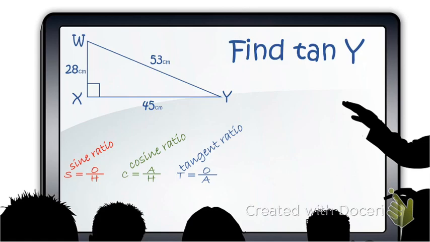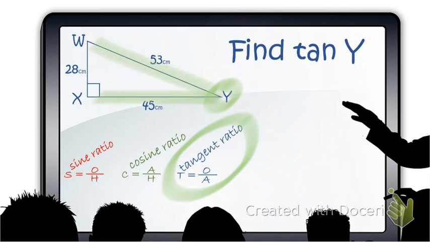So in this problem, they want us to find the tangent of y. So we'll be using the tangent ratio, and our reference angle is angle y. So we highlight the two sides of the triangle that make up the reference angle, angle y. We label the longer of those two sides as the hypotenuse and the shorter of those two sides as the adjacent. And then the remaining side that's not highlighted is called the opposite side.